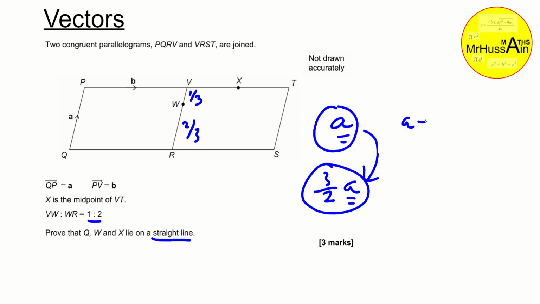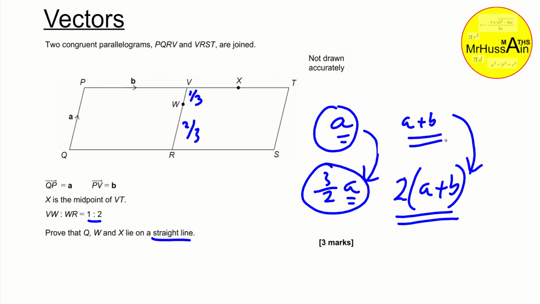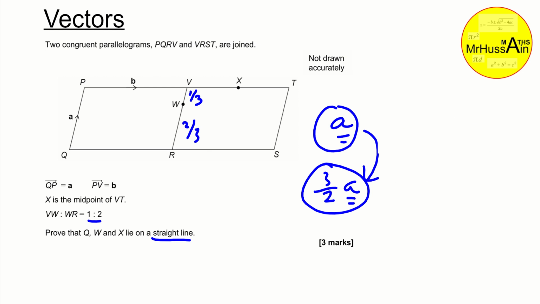Or, if this is A plus B and the other vector is 2 lots of A plus B, you have proved that this is a multiple of this because they contain the same letter and it's been multiplied by 2. The key word is multiple, and having the same vectors, the same letters. And this will mean either this is parallel to this or they're on the same straight line. Okay, so let's get going with this.